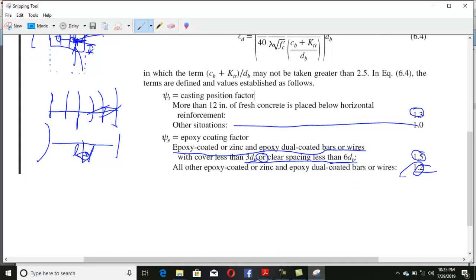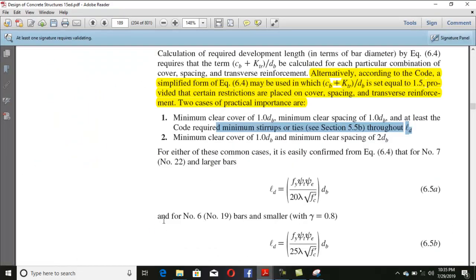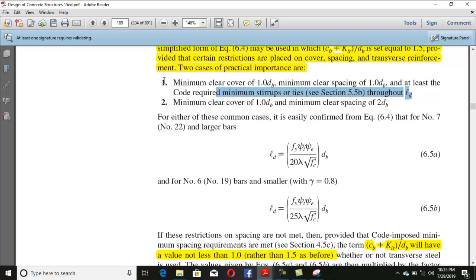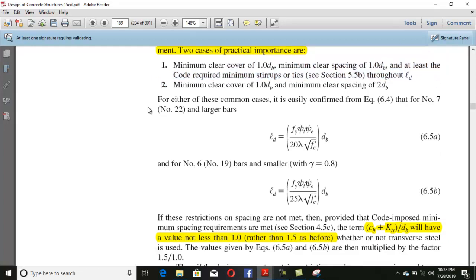Okay, so this is one. Minimum clear cover of 1 dB and minimum clear spacing of 2 dB. Look, this basically generates two cases, case 1 and case 2. These two are very important cases. In case 1, the minimum clear cover, both side cover and bottom cover, equals dB, and the clear spacing between the bars equals dB, and at least the stirrups criteria must be satisfied.